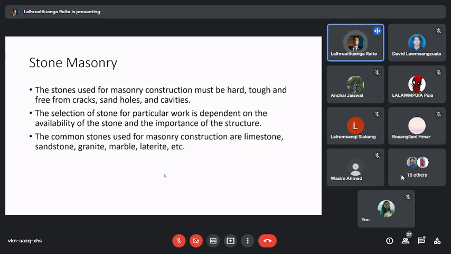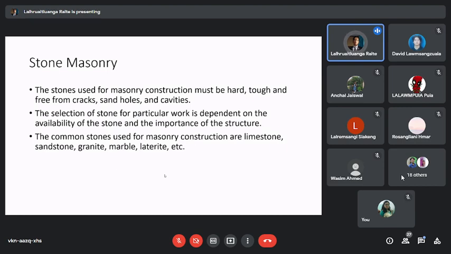So these are the basic criteria of approaching a stone masonry, and we require a hard stone, tough and free from cracks, mainly because we want it to have a good structural integrity. If you can make sure that no such deformation or cracks or holes are there, then it would be deemed fit for a masonry construction.